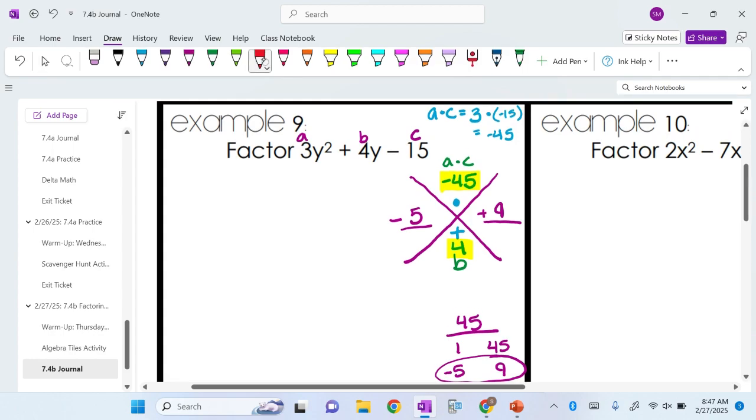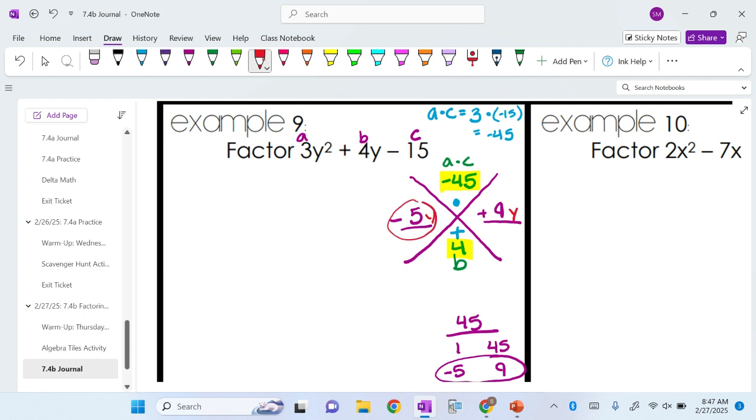And remember, this is where you might want to put the variable after it, just so you remember that you're replacing the 4y here with those two values. All right. Now I'm going to draw my box.